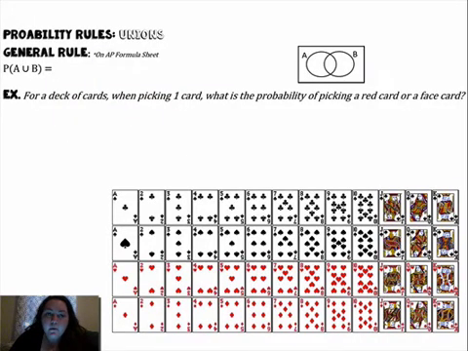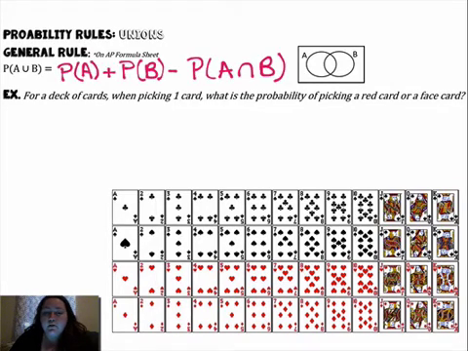Alright, so the rule for unions. The probability of A or B, as it's stated on your AP reference sheet, is the probability of A plus the probability of B minus the probability of A and B. So I'm subtracting the part where they overlap.